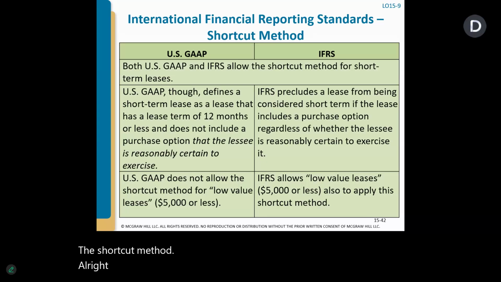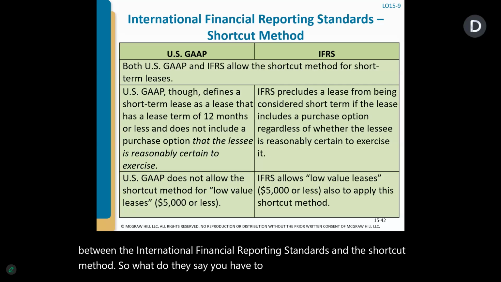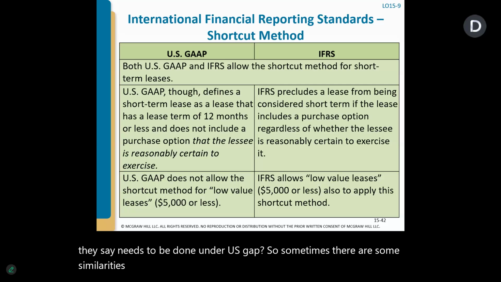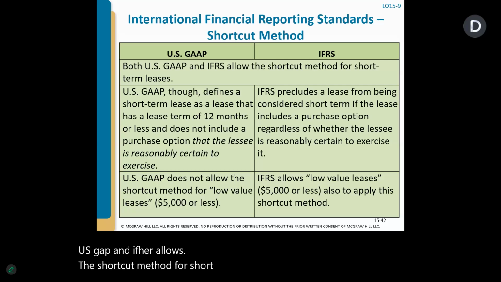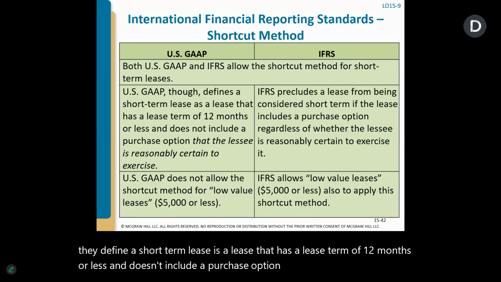All right, and this is just showing an example, or the differentiation rather, between the International Financial Reporting Standards and US GAAP on the shortcut method. So what do they say you have to do internationally versus what needs to be done under US GAAP? Sometimes there are some similarities and sometimes there are some differences. We see here, both US GAAP and IFRS allow the shortcut method for short-term leases. But US GAAP defines a short-term lease as a lease that has a lease term of 12 months or less and doesn't include a purchase option that the lessee is reasonably certain to exercise.